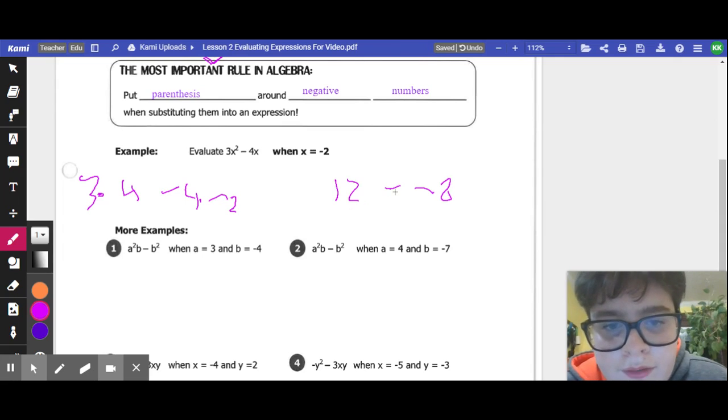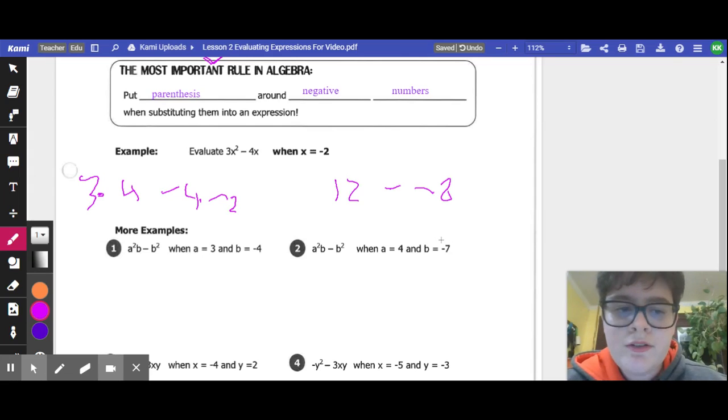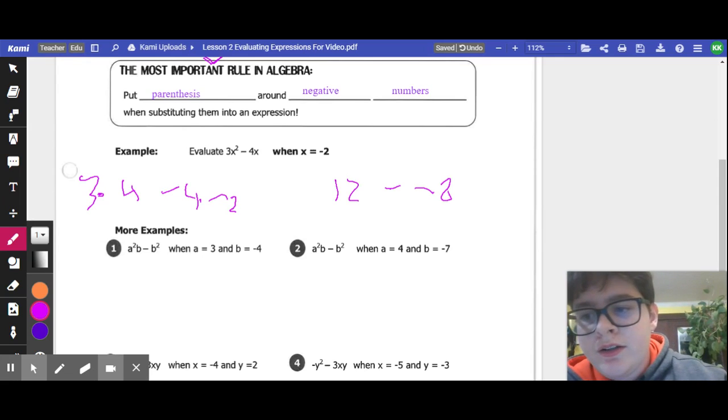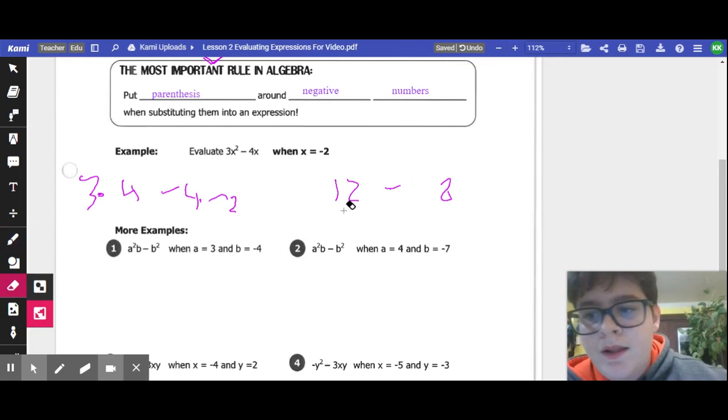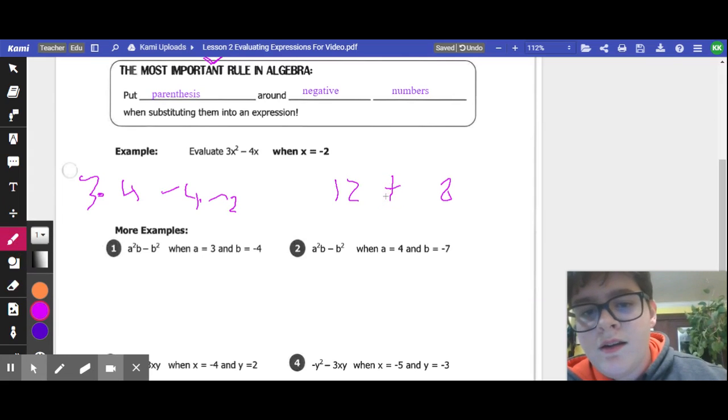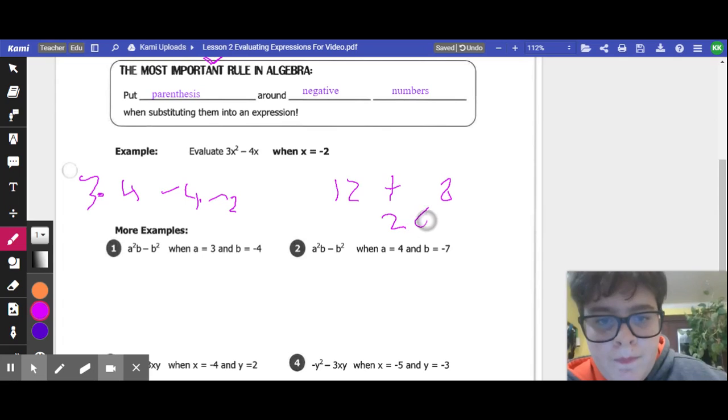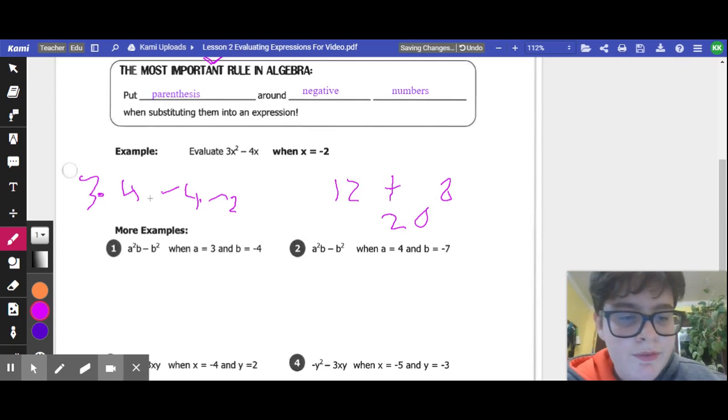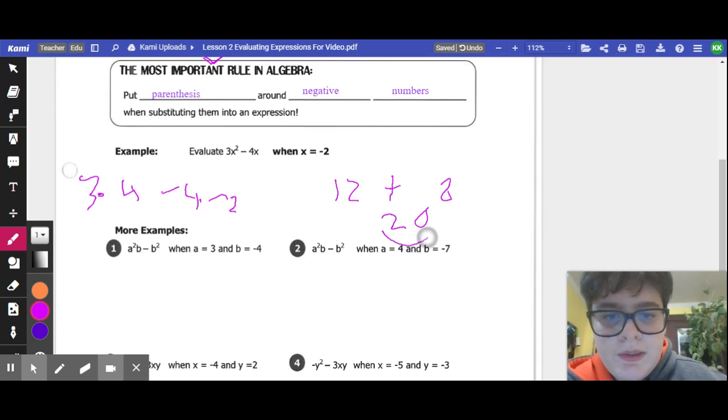So 12 minus -8. But since there's 12 minus a negative, the negatives combine and turn into a plus sign. So 12 plus 8, and 12 plus 8 is 20. So the simplified version of this is ultimately 20. All right.